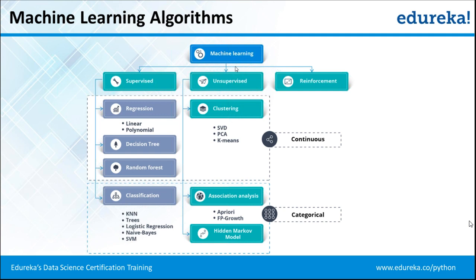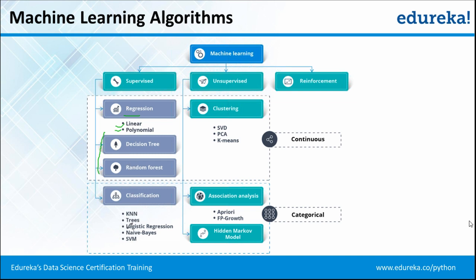So we can divide our machine learning algorithms into three parts: supervised, unsupervised, reinforcement. There are many different kinds of techniques. In supervised, we might have regression techniques, like linear regression and polynomial regression. And then we have the classification technique. Decision tree and random forest actually come in both cases. They are used for regression as well as for classification, right? So you can use them for both of them.